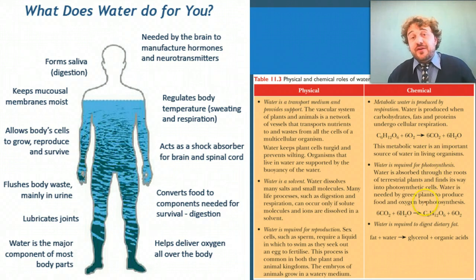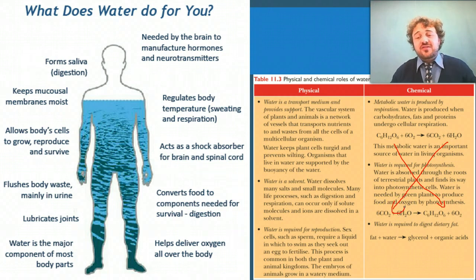We can use it. We need it for photosynthesis, so it actually helps make up that sugar, and that's why it's a product here. And if you have a look, this swaps over with this. So photosynthesis is the opposite of combustion, and we use it to break down dietary fat.